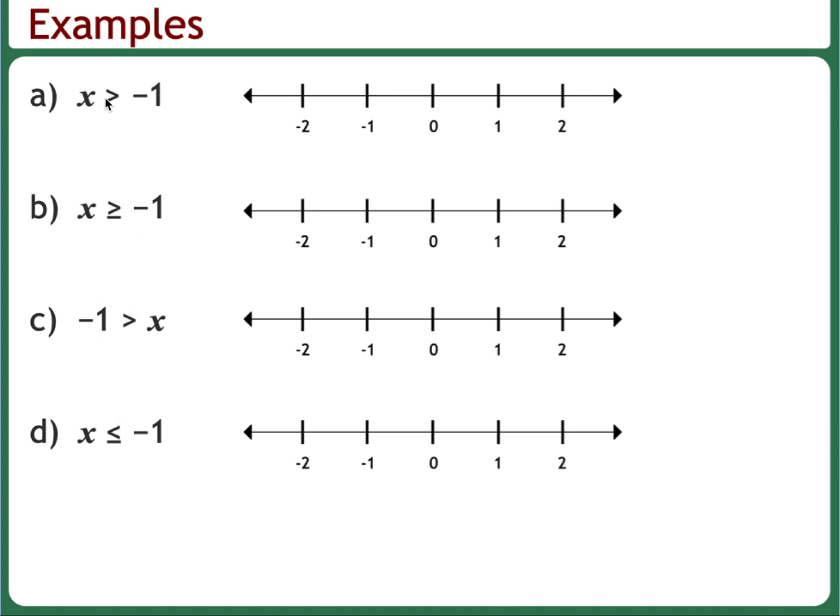So for A here, we have x is greater than -1. So we want all of the values that are greater than -1. So here's -1. We want everything greater. Anything greater will be to the right on the number line. So 0 is greater, 1 is greater, 2 is greater, 1/2, or 1.5. All of these values are greater than -1.